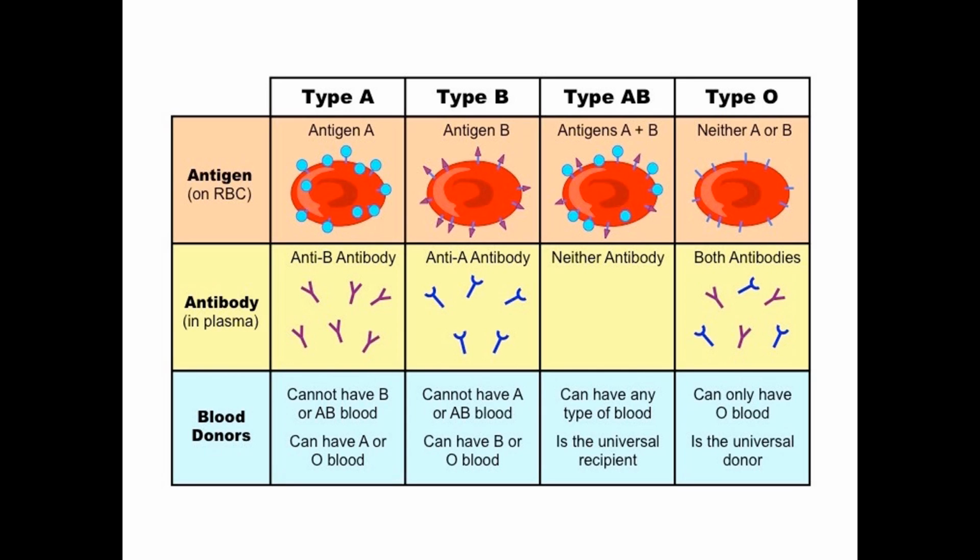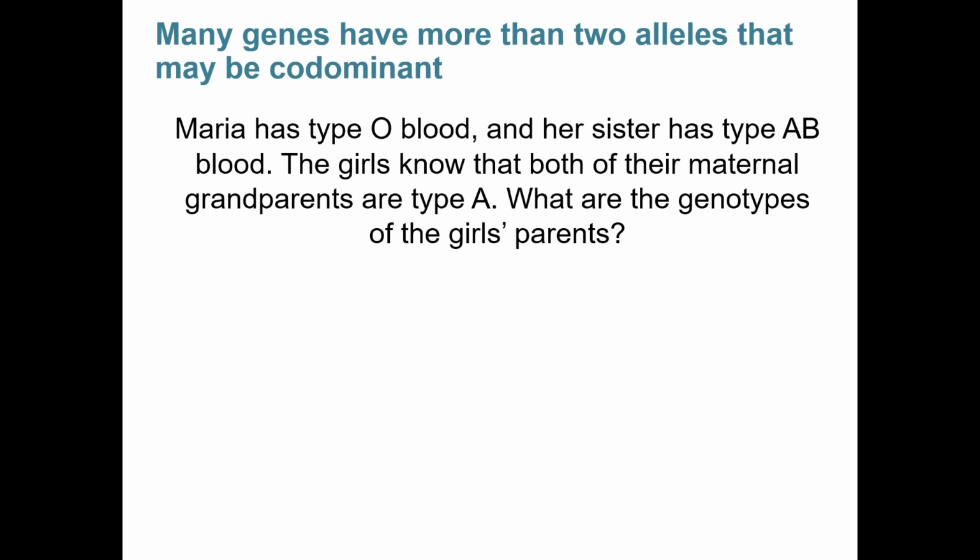So let's think about this in the context of a problem. Maria has type O blood, and her sister has type AB blood. The girls know that both of their maternal grandparents are type A. What are the genotypes of the girls' parents?